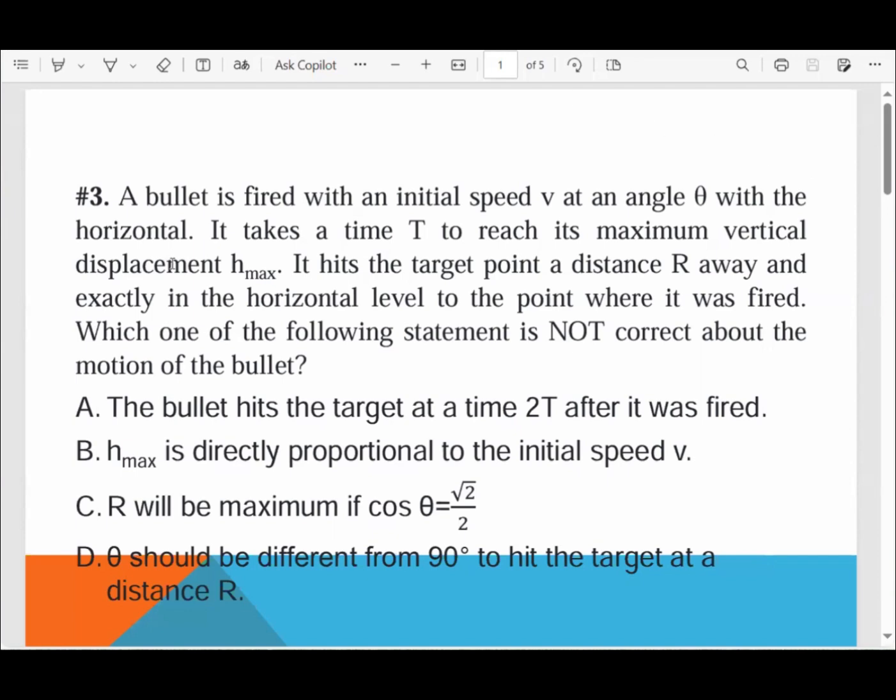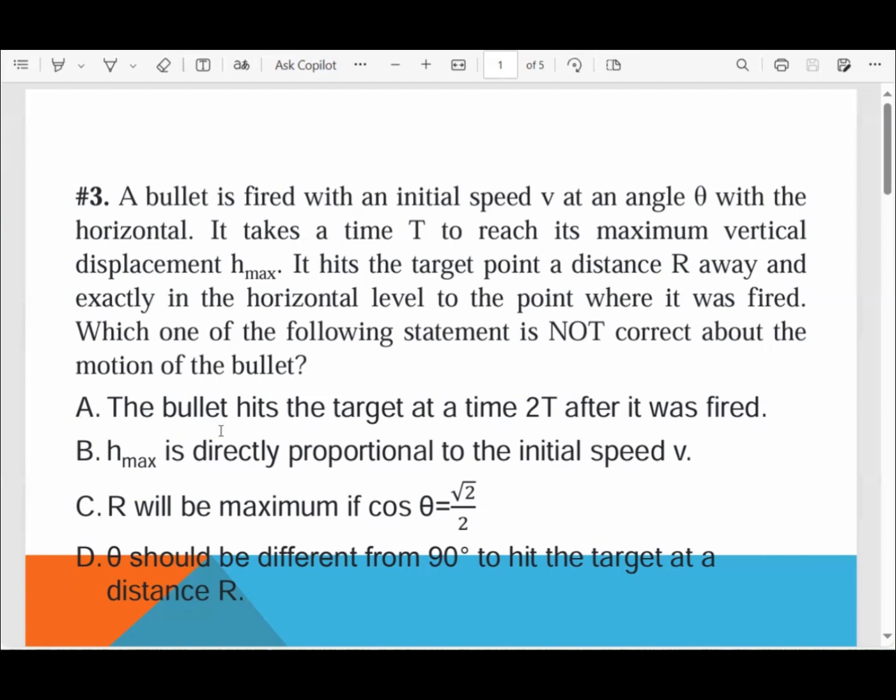The third question says: a bullet is fired with an initial speed v at an angle theta with the horizontal. It takes a time t to reach its maximum vertical displacement, hmax. It hits the target point a distance r away and exactly in the horizontal level to the point where it was fired. Which one of the following statements is not correct about the motion of the bullet?